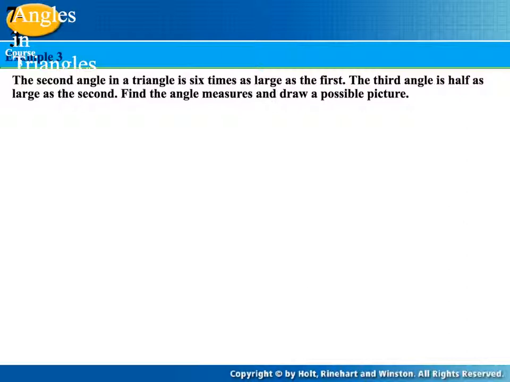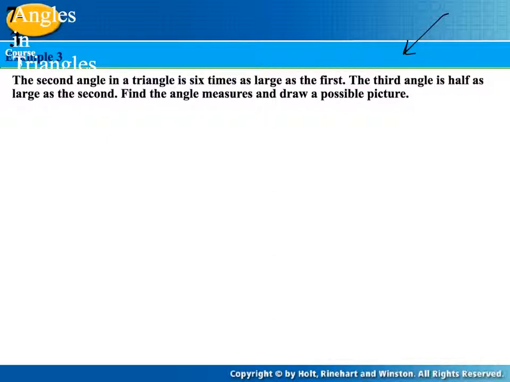You don't have to write this down. Just don't write this down. It says the second angle in a triangle is 6 times as large as the first. The third angle is half as large as the second. Find the angle measures and draw a possible picture.